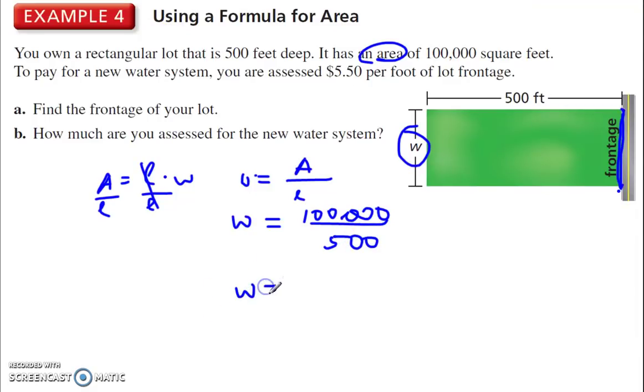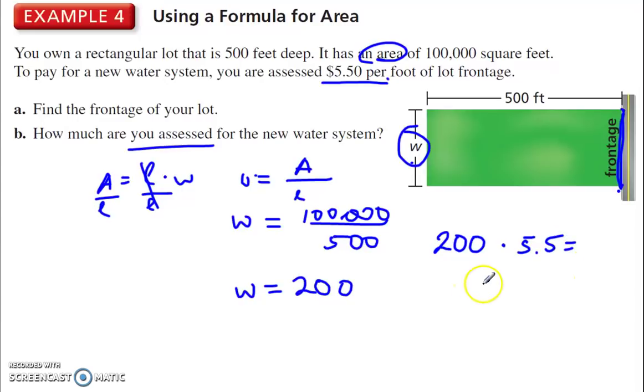So that gives me a width of 200 feet. Now, we want to know how much are you assessed? Well, we're paying 200 per foot of frontage. The width is 200, that means the frontage is 200. So we have 200 feet, and this is per foot, so times 5.5. And that gives us $1,100 that we have to pay for the frontage for the water system.